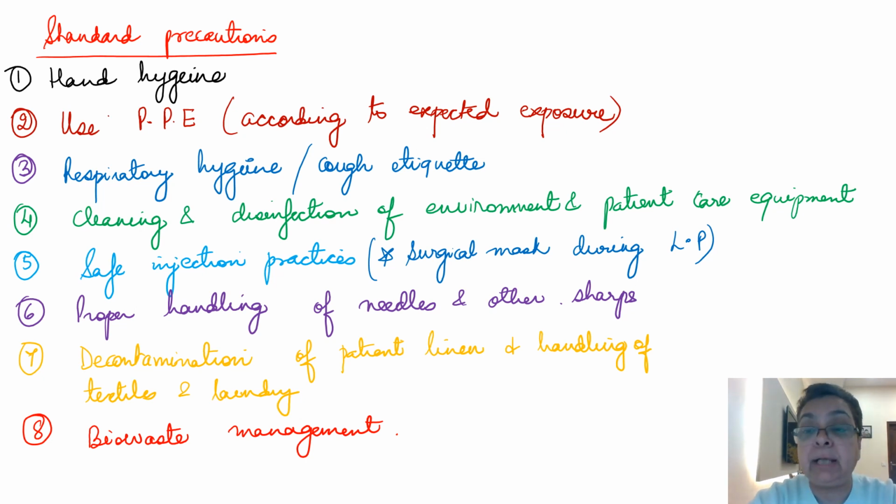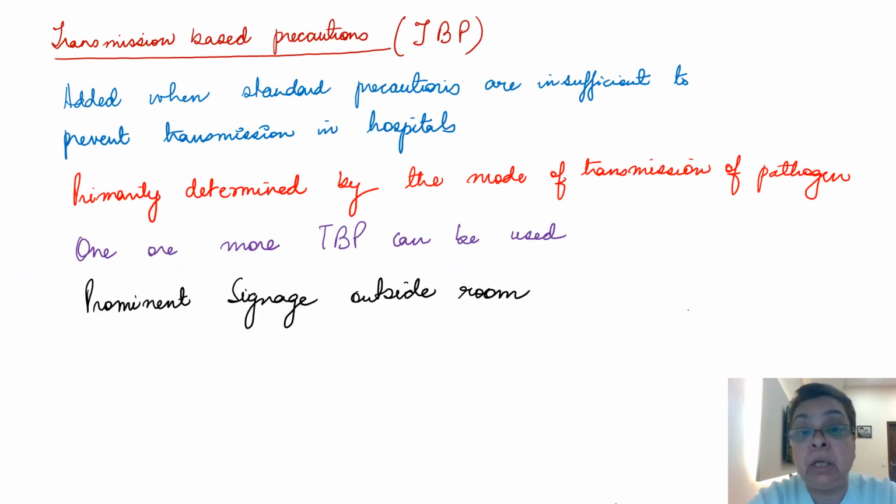Next, we move on to what are transmission-based precautions. These are added in addition to the use of the standard precautions. When standard precautions are insufficient to prevent the transmission of infection, then we're going to take these additional steps. What kind of precautions are to be taken is determined by the mode of transmission of these pathogens. So we can use one or more transmission-based precautions according to their mode of transmission.